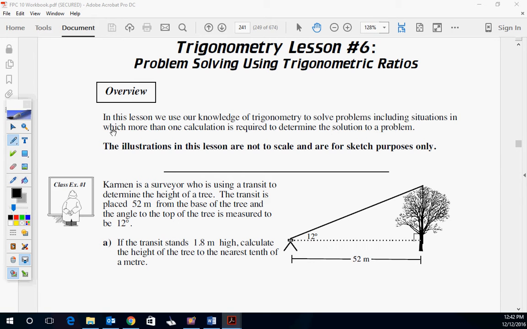Lesson 6. Problem solving using trig ratios. We're going to talk about a couple of word problems. We're going to talk about bearings, which is a little bit different. And just other kinds of applied problems with trigonometry, okay?